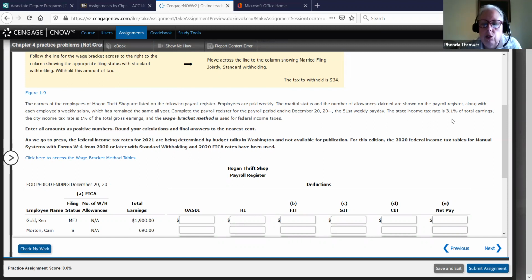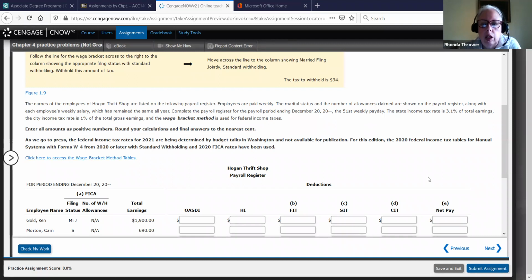The state income tax rate is 3.1% of total earnings. The city income tax rate is 1% of the total gross earnings. We're going to use the wage bracket method for federal income taxes. They're telling you to enter all amounts as positive numbers, and to round your final answers to the nearest cent. We're going to be using the tax table wage bracket method, and this is the link for it right here.